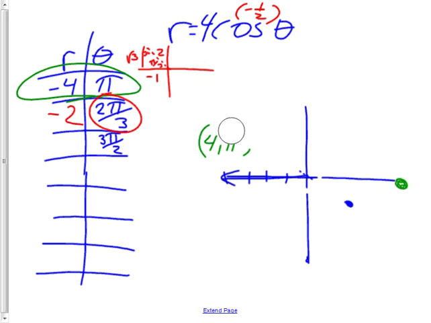Remember, start by graphing it with positive radius. Then, when you're all done, you just have to go straight the opposite direction. I was over here, and so I go straight the opposite direction over to there.